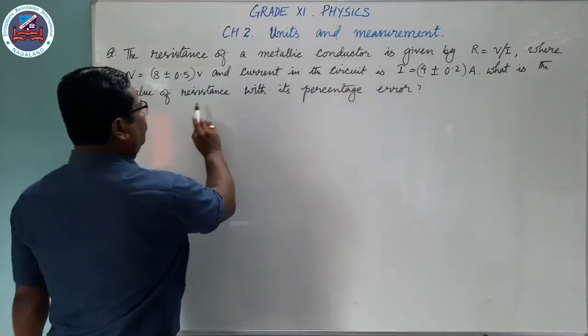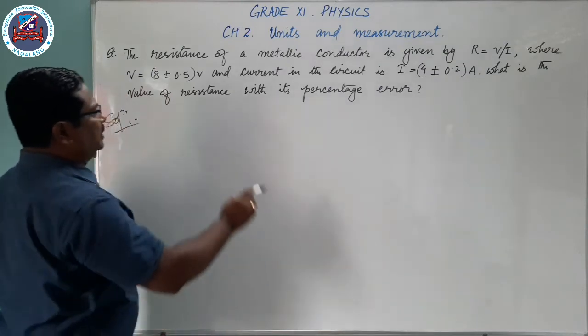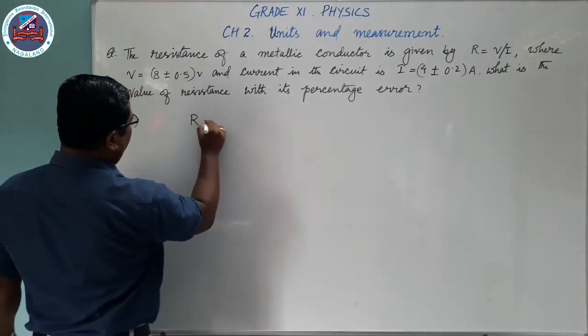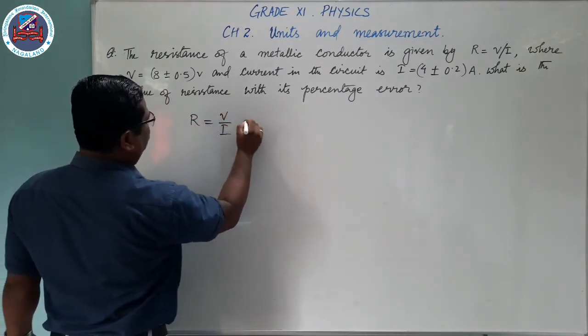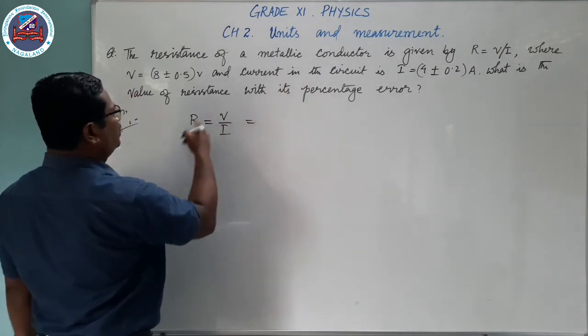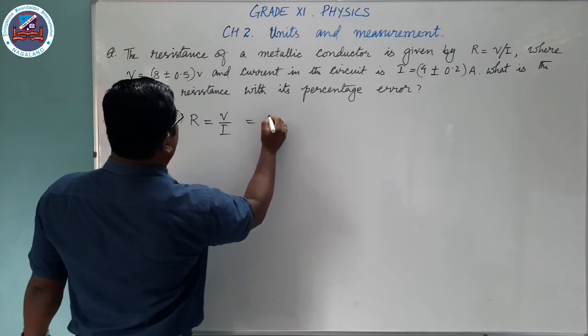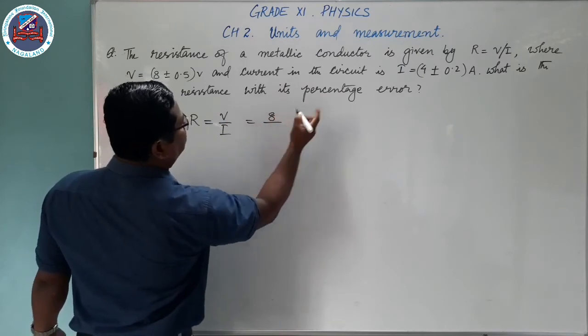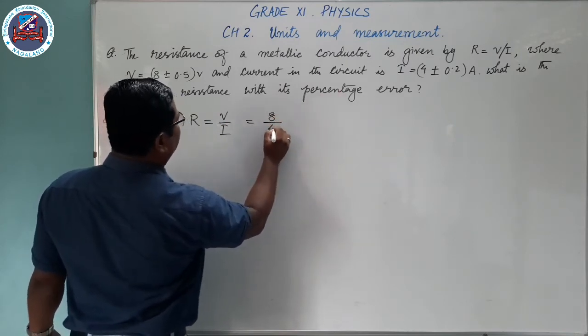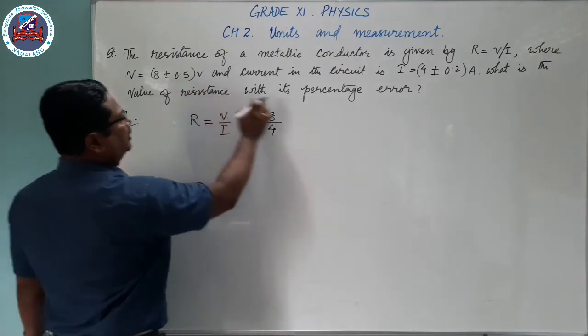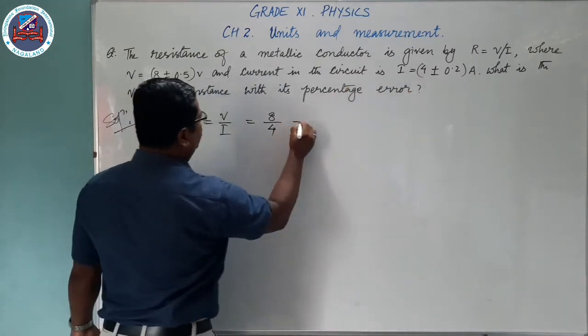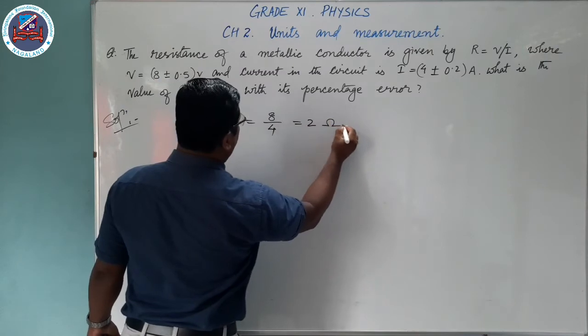What is the value of resistance? Now generally you know that R is equal to V by I. The formula is there with you, so you can first find out the true value. It will be 8 divided by 4, taking only the true value from both the cases, which gives you 2, and the resistance unit is ohm.